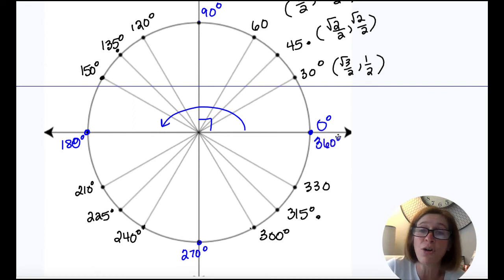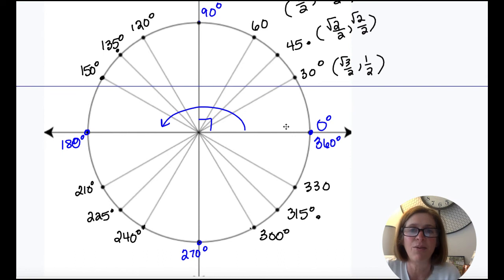And then I wouldn't start over at 0 again, I'd keep adding. So if I went another 90, I'd be at 450 degrees. And then if I did another 90, I'd be at 540, and then 630, and then 720. And I can keep going thousands of times around if I wanted to, but I'll always end up back at one of these places. So those are called the quadrantal angles.